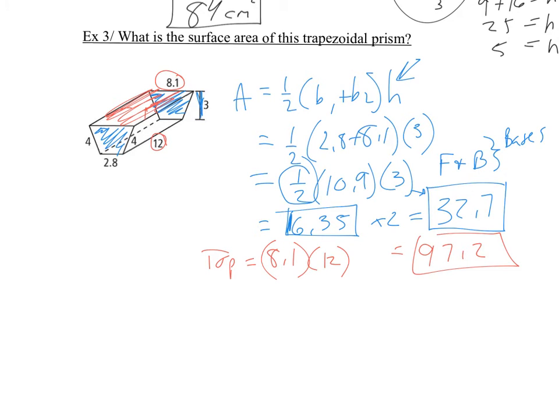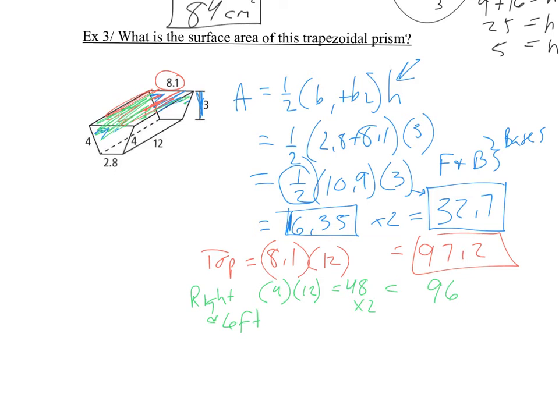I now have the right face, which is going to be 4 times 12. That's 48, but notice that both the right face and the left face are the same. The right face and left face are the same, so I can just double that, and that gives me 96 for the right and the left. And then I'll clean this up a little bit so we can see what we're doing here at the bottom.